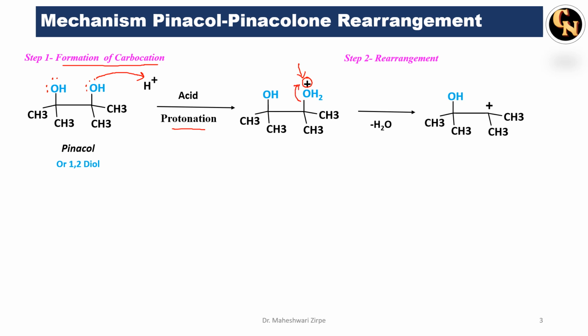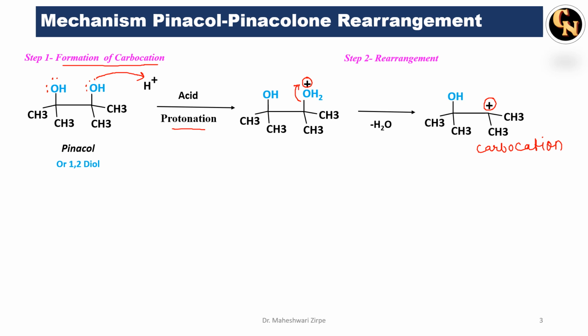Elimination of a water molecule. Okay, so when the water molecule is eliminated, carrying the electrons of the bond, it is going to form a carbocation. Step 1 is formation of carbocation. So here is the carbocation which is going to be formed. So first the diol got protonated, then elimination of a water molecule.